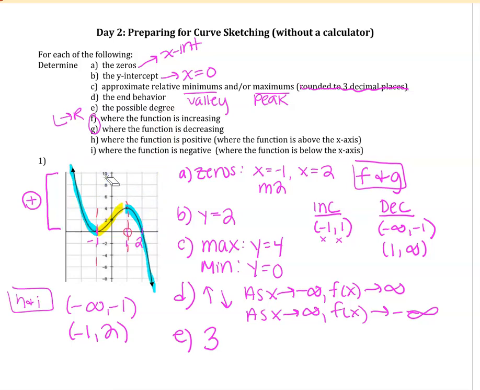So again, positive is above. Now you might be wondering what's happening at negative 1. Since it's on the x-axis, it's technically neither positive nor negative, which is why it's not contained in either of the intervals. It's two chunks right there.